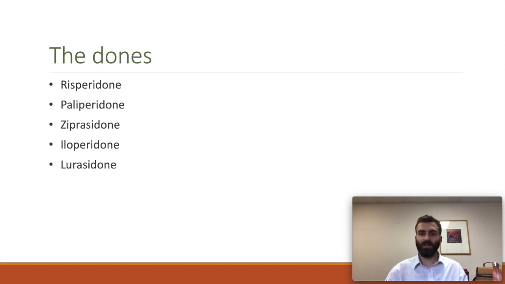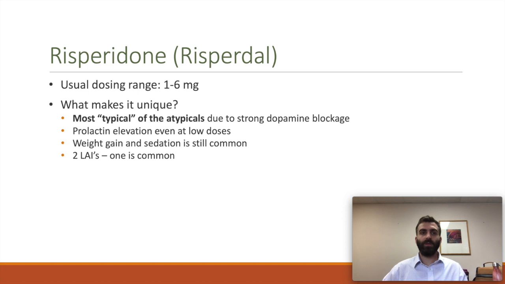Okay, next is the DONES. The most commonly used DONE is Risperidone. Brand name is Risperdal. What makes it unique is it's sometimes called the most typical of the atypicals because it has really strong dopamine blockage, so it's somewhat comparable to something like fluphenazine or haloperidol. It causes prolactin elevation, which you would expect because it's a strong dopamine blocker.